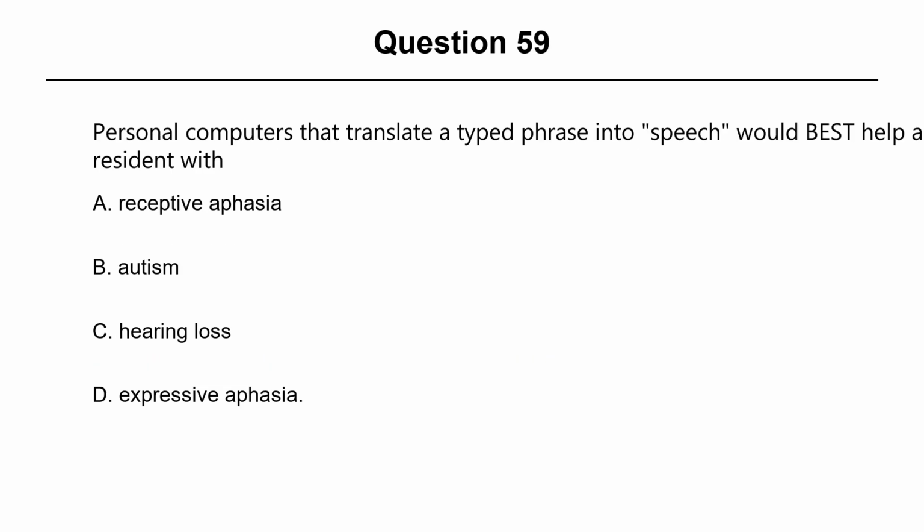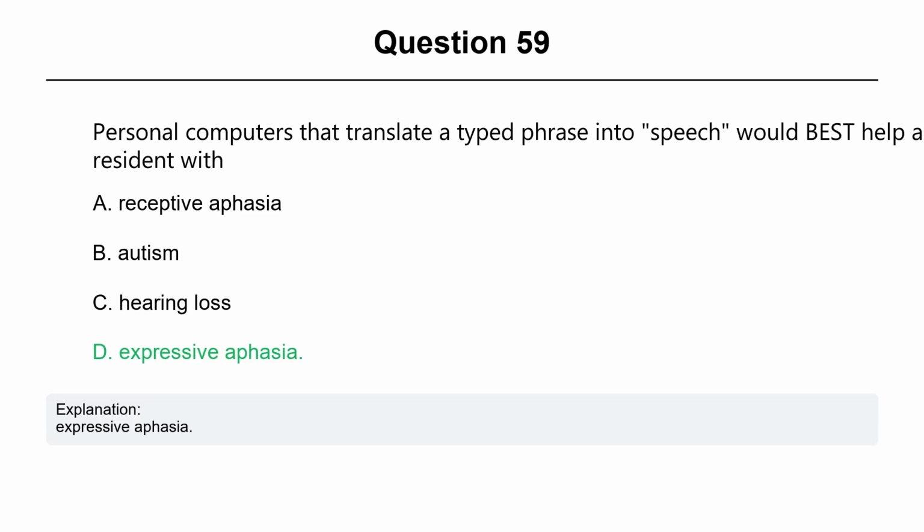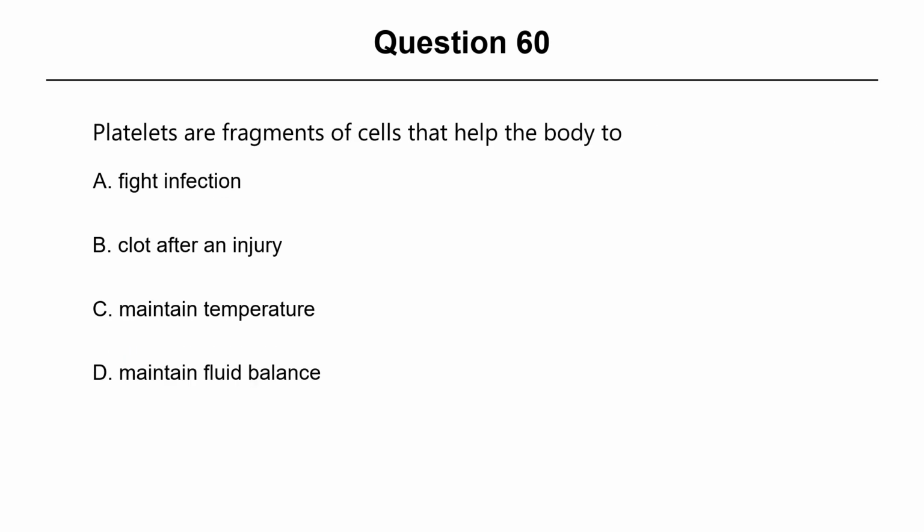Question 59. Personal computers that translate a typed phrase into speech would best help a resident with: Option A, receptive aphasia. Option B, autism. Option C, hearing loss. Option D, expressive aphasia. The correct answer is option D, expressive aphasia.